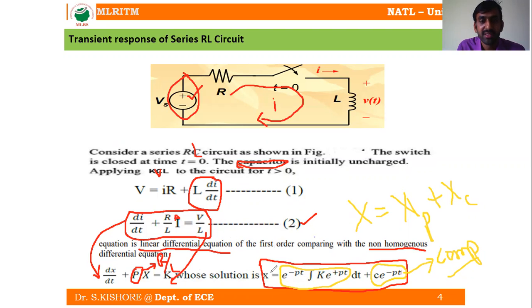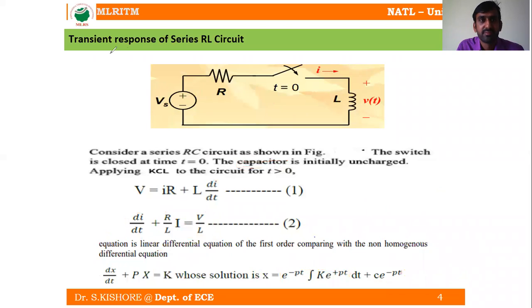So how to obtain this? Just replace in the same expression, where x is equal to I, and P is equal to R by L, and K is nothing but V by L. Whereas this particular C is nothing but your arbitrary constant. So let us look into this.